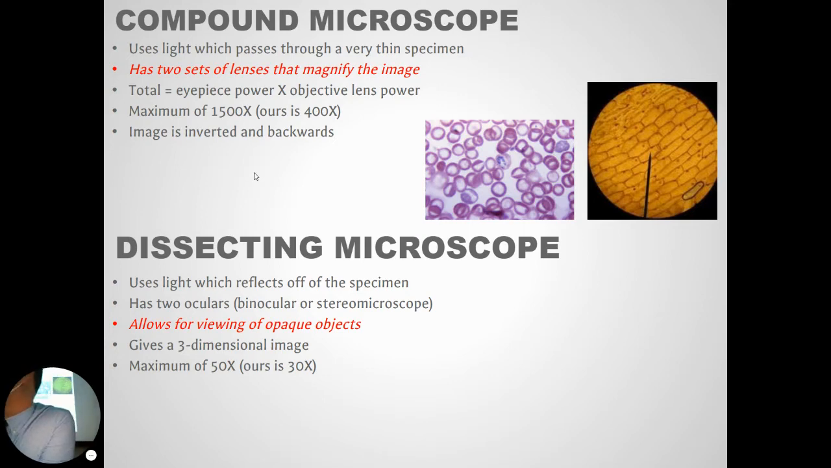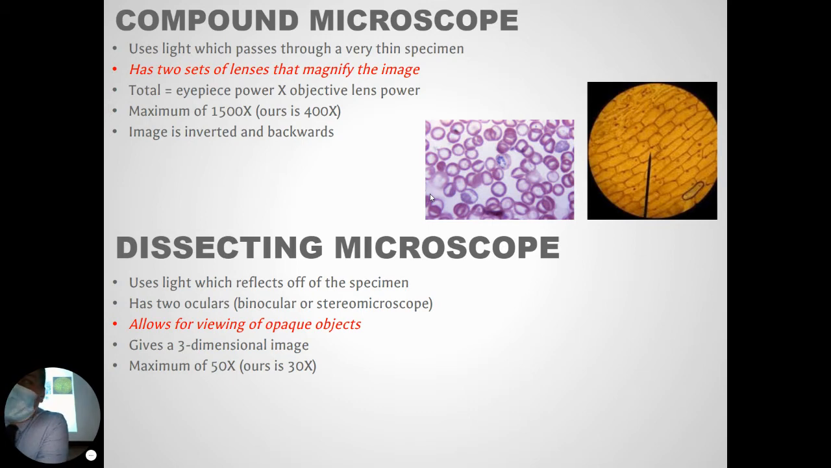So you can look at opaque objects which light cannot pass through. Also, because it has two eyepieces, it gives you a three-dimensional view of the image. You need two eyepieces to get a three-dimensional view. So you can see depth of an object much better using this type of microscope.